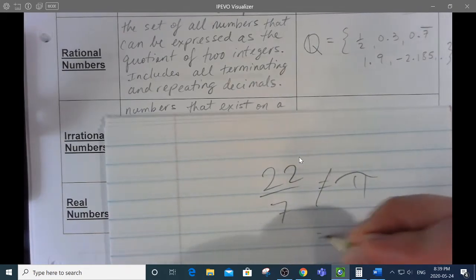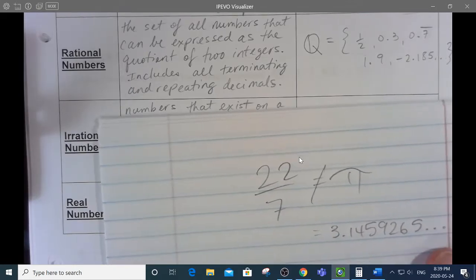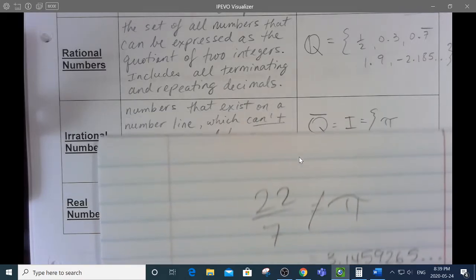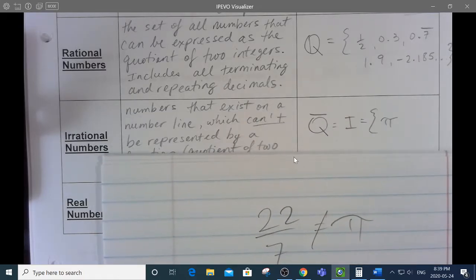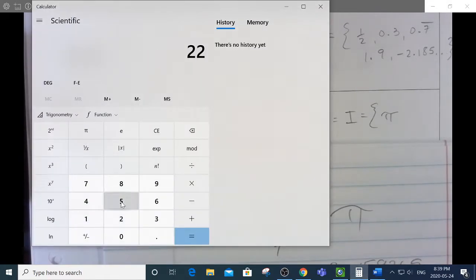The actual decimal representation of pi can't ever terminate and it can't ever repeat. There is no end to this decimal, and there's no place where it'll just start over and repeat the same digits in the same order. 22/7, of course, will do that. In fact, 22/7, if I just show you here, you can compare them.